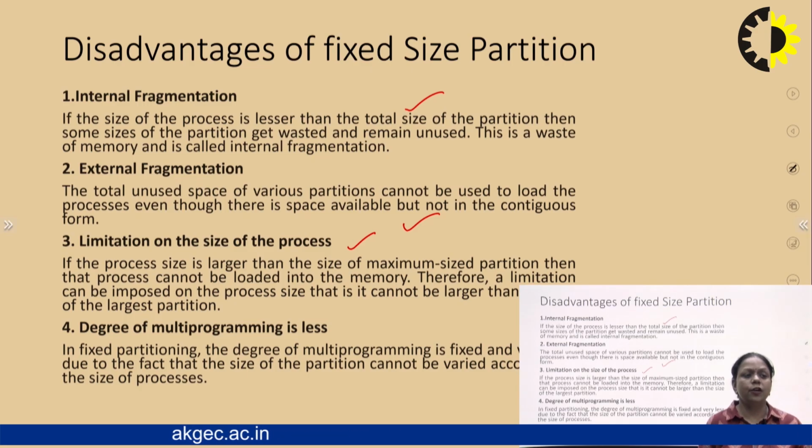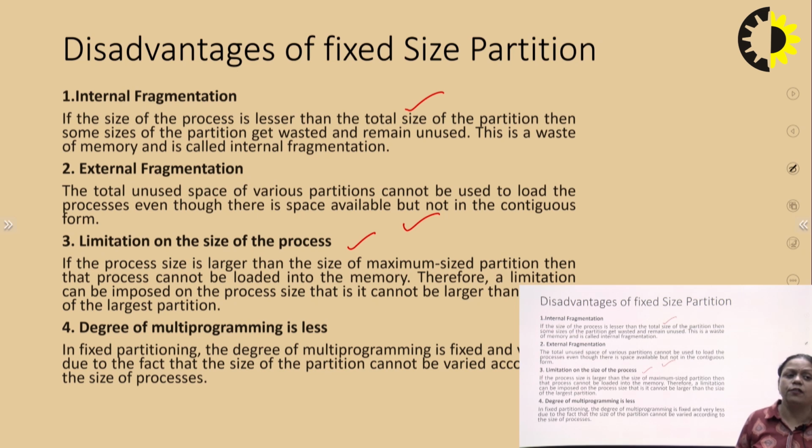Fourth is that the degree of multiprogramming is less. In fixed partition, the degree of multiprogramming is fixed and very low, because the size of the partition cannot be varied according to the size of the process. Degree of multiprogramming means how many programs we can put in the main memory. So, these are the main 4 disadvantages of fixed partition.